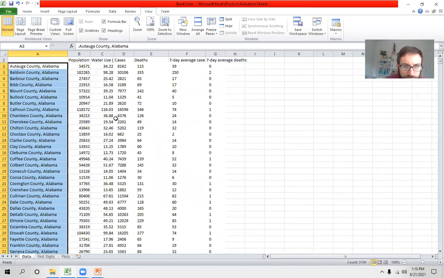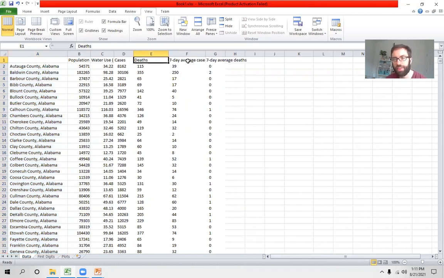And then I looked at 6 different attributes. Okay, from the CDC website, I took the total number of COVID-19 cases thus far, total number of deaths, and then also, just to show you some things, 7-day average cases, so average cases over the last week and average number of deaths over the last week for each county. I also looked at population of each of the counties and water usage. Okay, this is in acre feet per year. This is how much water each county uses.